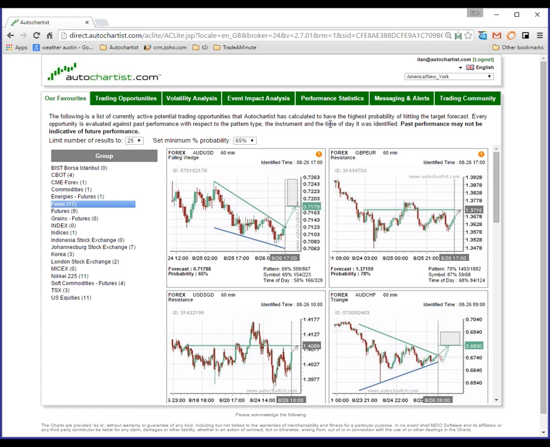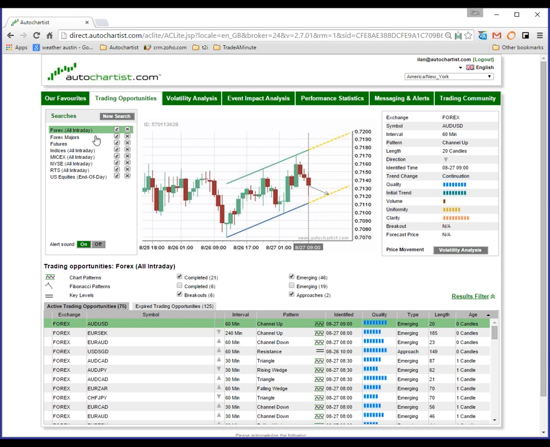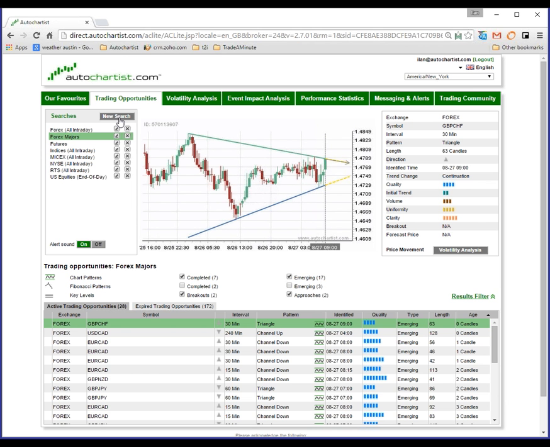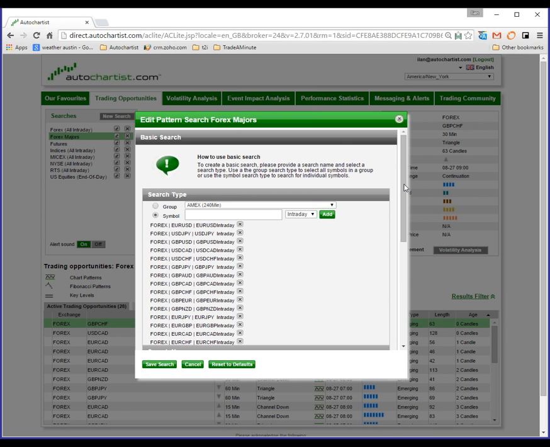Many years ago, well, actually, not many years ago, but a year ago, before we had this Our Favorite section, I used to actually look at this Trading Opportunities tab. The Trading Opportunities tab, though, is pretty much all support and resistance lines that Autochartist identifies. I've created my own group called Forex Majors, and I did that by clicking the new search button, and I'll show you what that looks like.